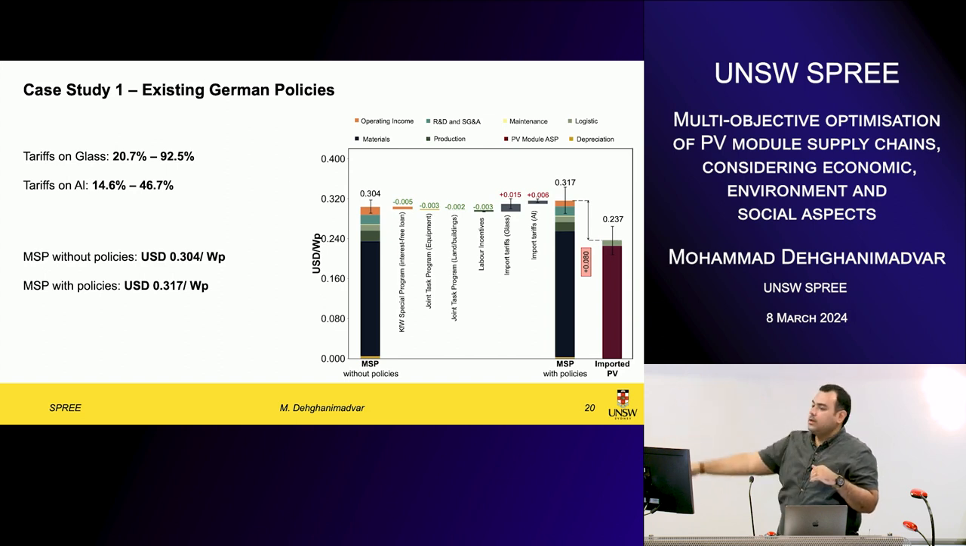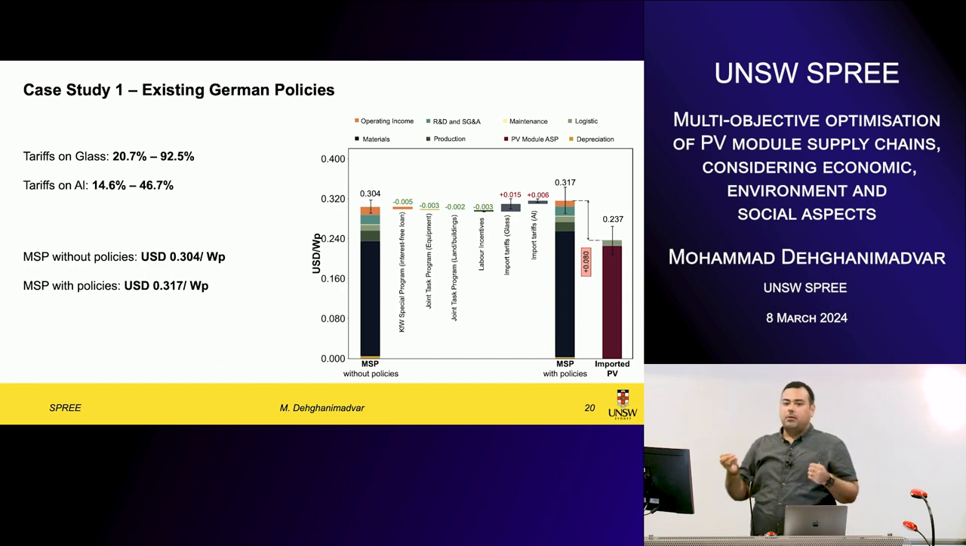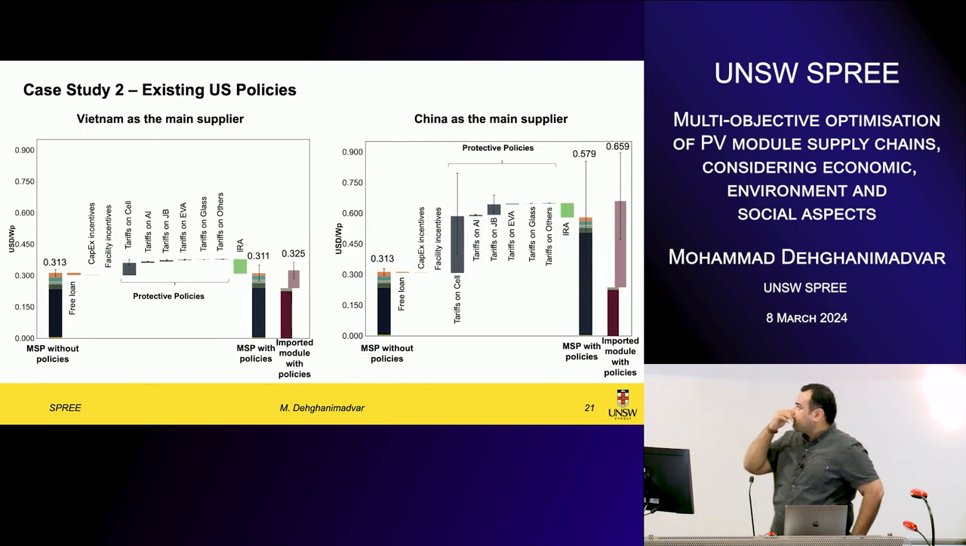Without any policy at all, the MSP in Germany would be 30 cents per watt. But when we impose all of those policies, incentives and protective measures, the MSP rises to 32 cents per watt. So that doesn't make sense somehow. You spend money, you receive some money from the tariffs, but still people are going to pay more in their current market.